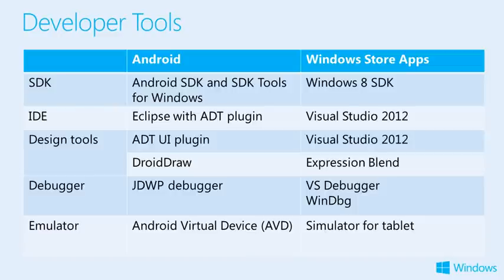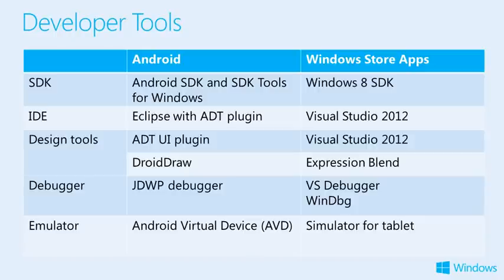To design Android app UI, you should install the ADT UI plugin in Eclipse. DroidDraw is another choice. However, Visual Studio 2012 has embedded the UI design tool. If that's not enough, Microsoft also provides a more powerful design tool, Expression Blend, which is currently included in the Visual Studio 2012 installation package.